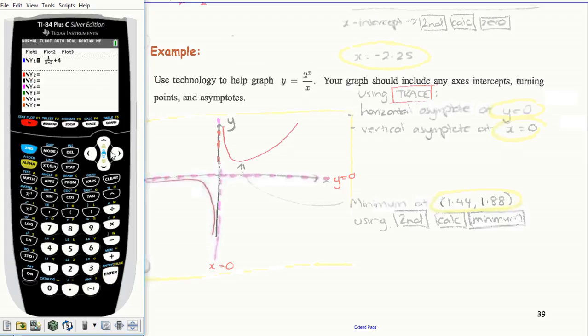And it's a fraction-y one, so let's go alpha y equals to make a nice fraction. And we'll go 2 to the x, so 2 to the power of x over x. Pretty crazy function. Says your graph should include any axes, turning points, and asymptotes. So let's graph it again.